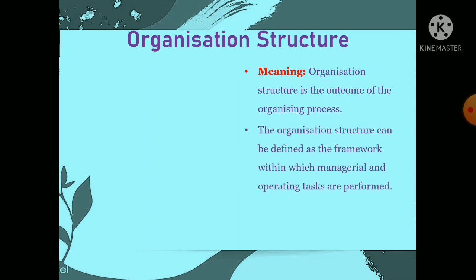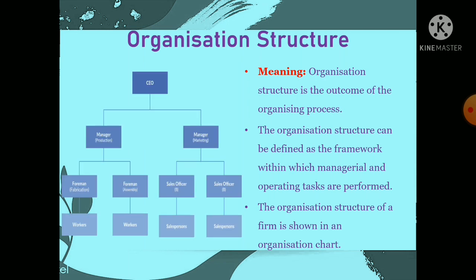The organization structure can be defined as the framework within which managerial and operating tasks are performed. Here it includes two divisions, that is managerial and operating tasks. The managerial level you can call middle level management, whereas the operating tasks, each and every task performed, you can call the supervisor level or lower level workers. So the organization structure of the firm is shown in an organization chart. In the organization chart, you can observe the organization structure.